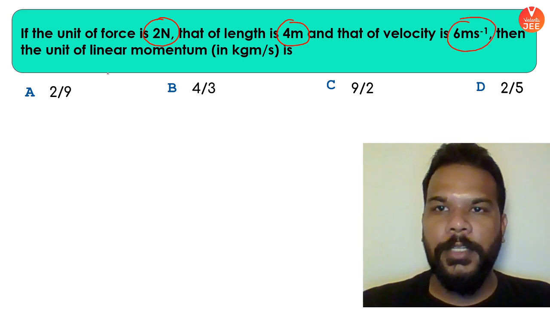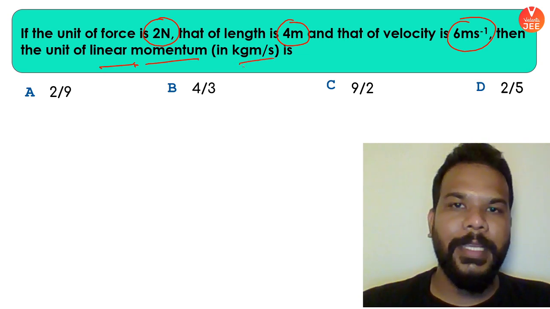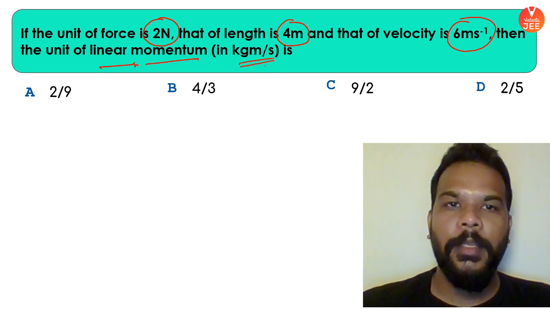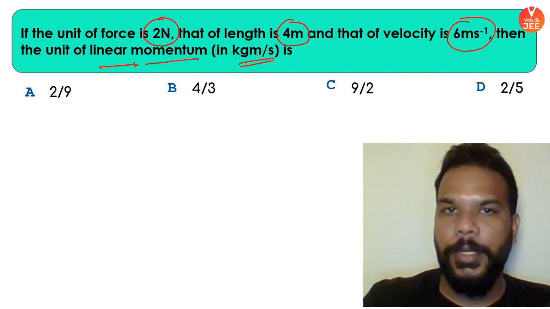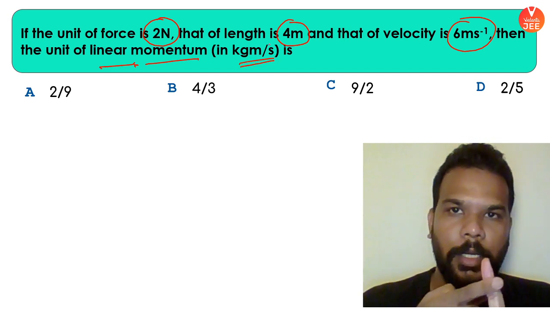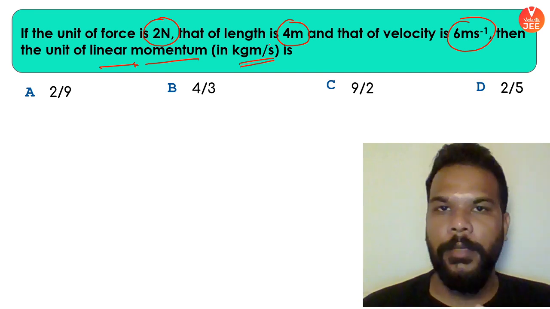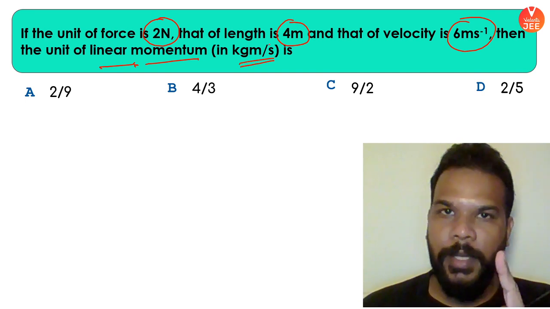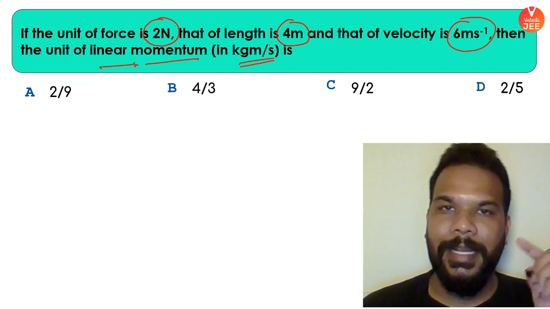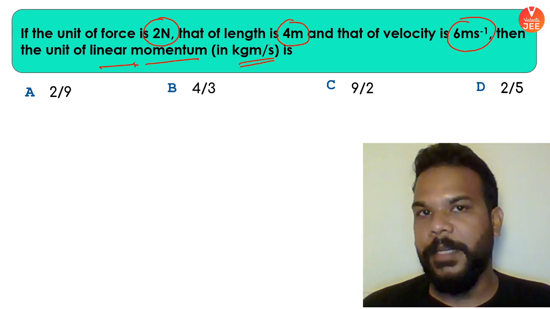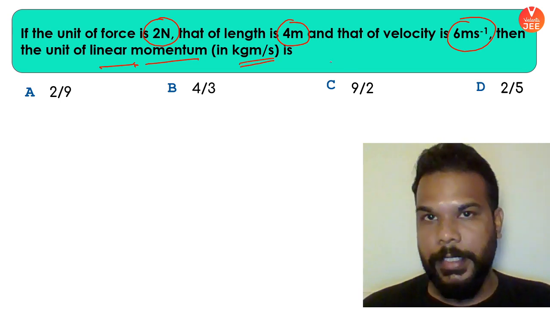Then find out the units of linear momentum in kg meter per second. We have to find out the unit, that means how many times kg meter per second the new unit is going to be. So instead of 1 Newton, now the unit is 2 Newton of force. Instead of 1 meter, 4 meter is the unit of length, and instead of 1 meter per second, it is 6 meter per second, the unit of velocity.